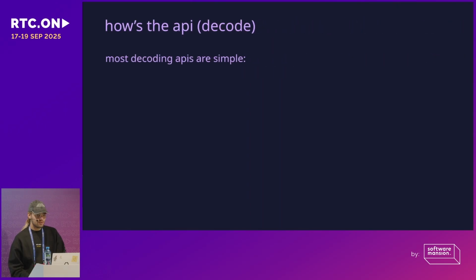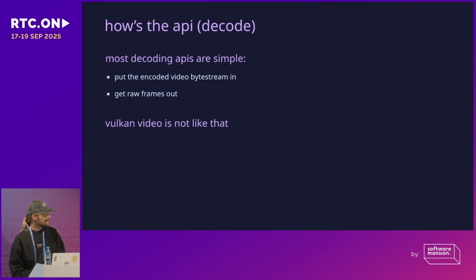So now let's talk about the API, because it's kind of interesting. So the API for decoding in most libraries, most APIs are simple. And basically you just put the encoded video byte stream in and you receive raw frames out. I'm talking about the other libraries like NVDEC or NVENC. And Vulkan Video is not like that at all.